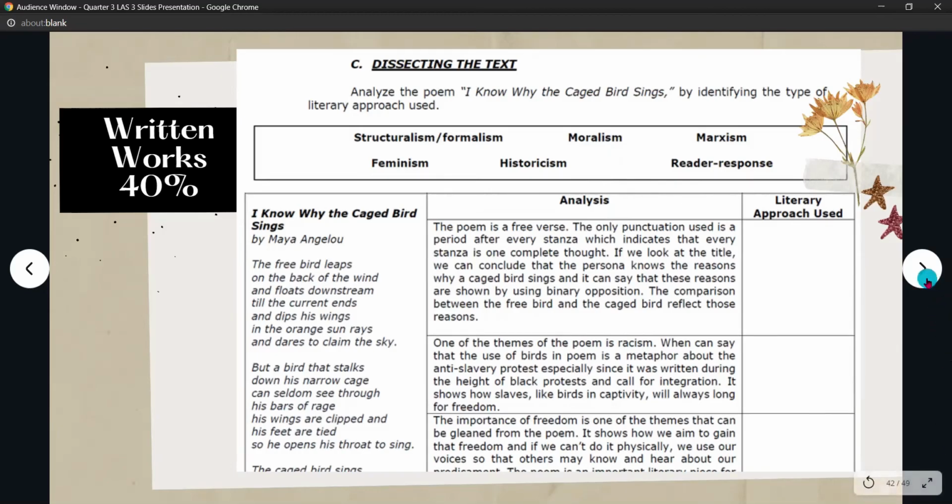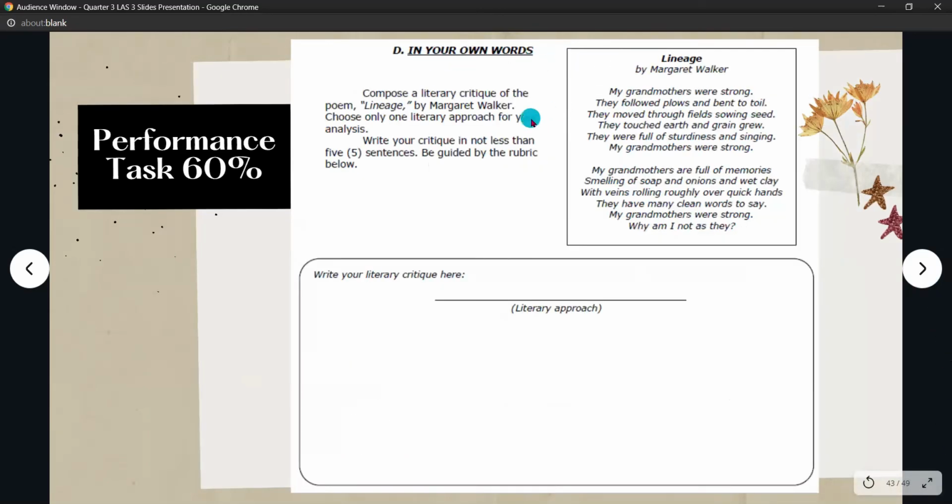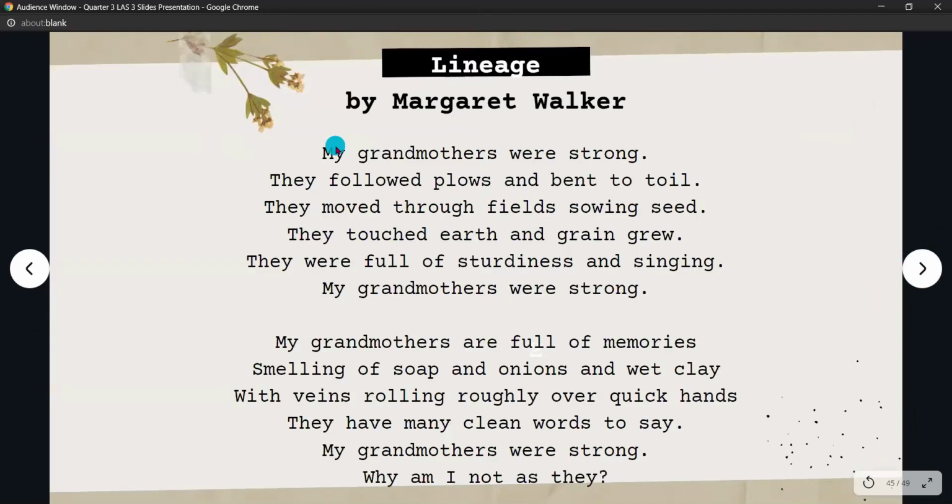The last activity is In Your Own Words. This is classified under performance task. Compose a literary critique of the poem "Lineage" by Margaret Walker. Choose only one literary approach for your analysis. Write your critique in not less than 5 sentences. Be guided by the rubric below. Here's the rubric. So here's the poem you're going to critique.